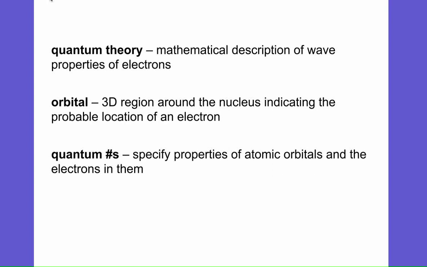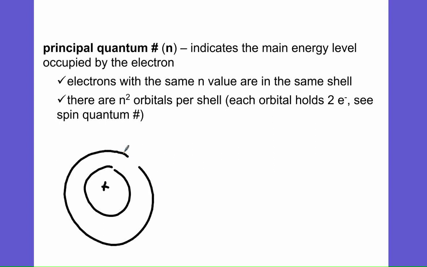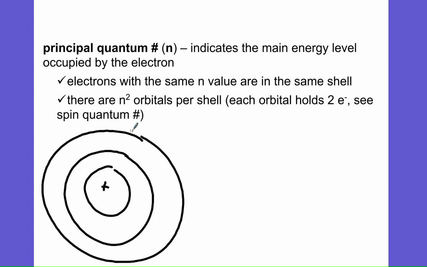Right? The quantum numbers specify properties of atomic orbitals and the electrons in them. So we're going to use these numbers to piece together what we think this atom looks like. So we're starting with this principal quantum number. Right? This one is actually simple. It's just indicating that main energy level. So remember when we had Bohr's atom, we had one shell, another shell, each one having more energy than the last, right? This is the same idea.